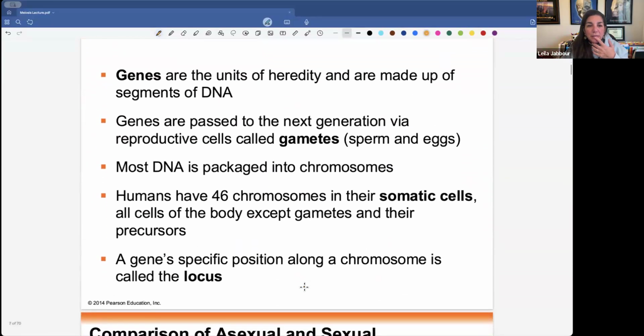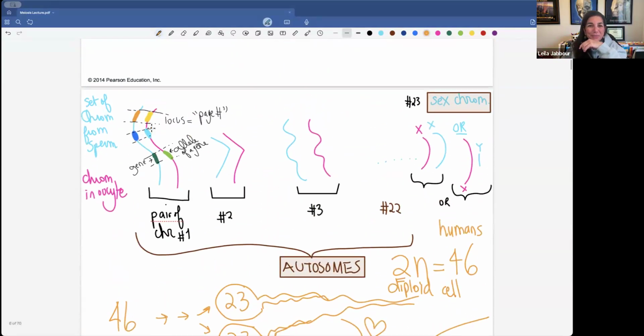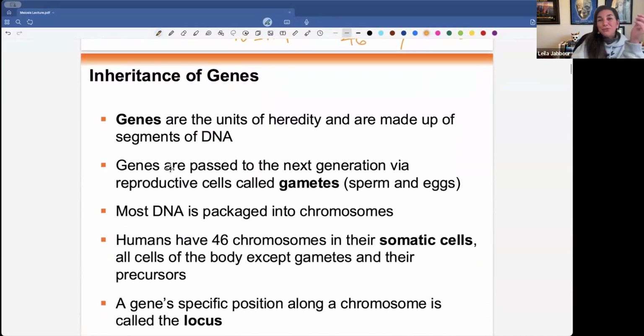All right. So this is going to be kind of repeating some of the things that I already drew. Genes are the units of heredity and are made up of segments of DNA, which is what I drew here. Genes are passed to the next generation via reproductive cells called the gametes, or the sex cells, sperm and eggs. Most DNA is packaged into chromosomes. You will hear the words used interchangeably, chromosomes, DNA, but technically speaking, DNA is a nucleic acid that looks like this, which is a double helix.